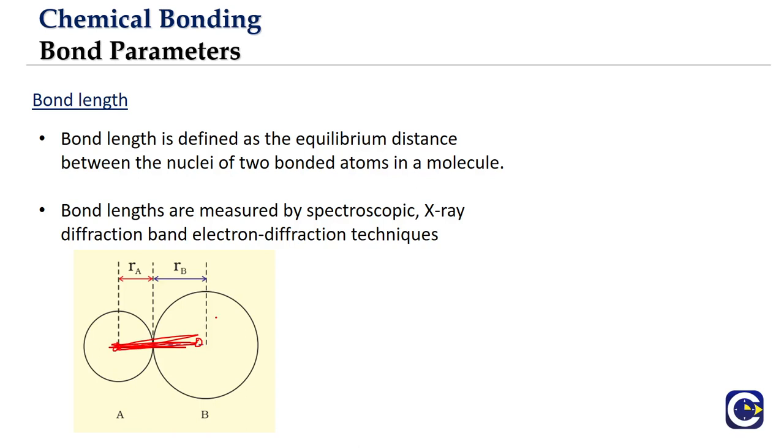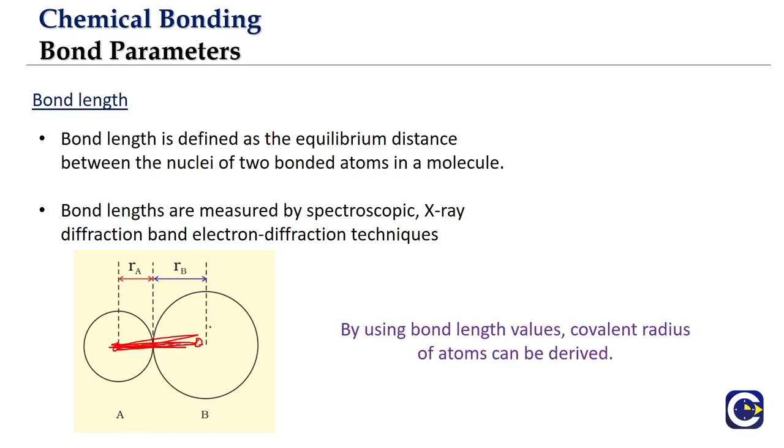Okay, and we have different approaches to measure the bond length. We have spectroscopic methods, X-ray diffraction method, electron diffraction techniques, and so on. But remember in the discussion about the covalent radius, we said that we can find out the covalent radius value from the bond length. So the covalent radius values will be derived from the bond length.